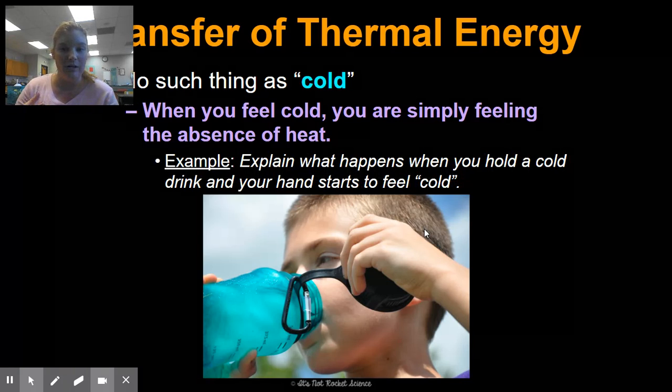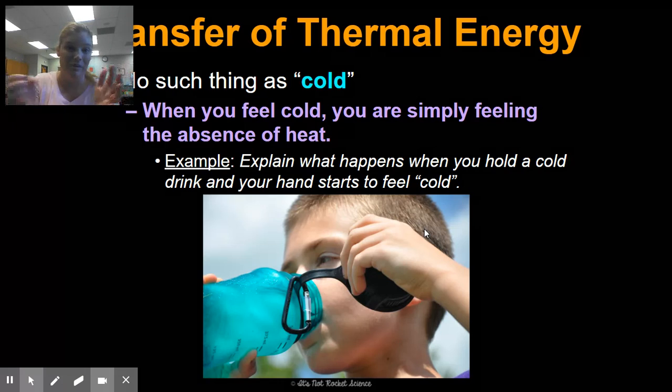So when you are holding a cold drink, like just say you made yourself a smoothie and your hand starts to feel that cold, it's actually because your hand is warmer than the drink. So the heat from your hand is putting the thermal energy into your drink instead of staying where it's at. So the heat is leaving it. It's absent now in your hand and it's now in the drink.